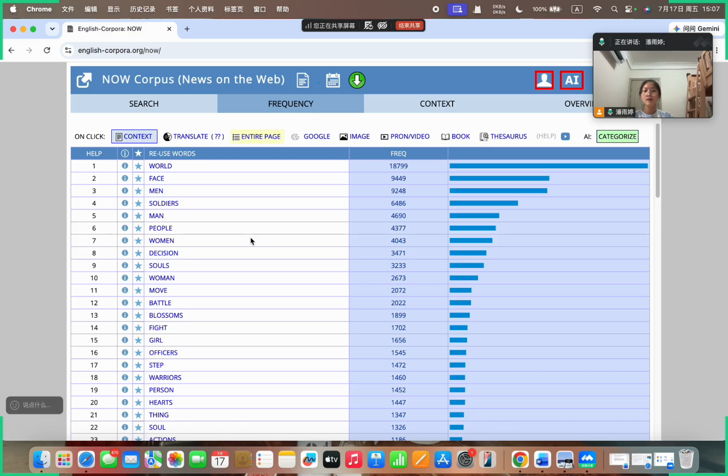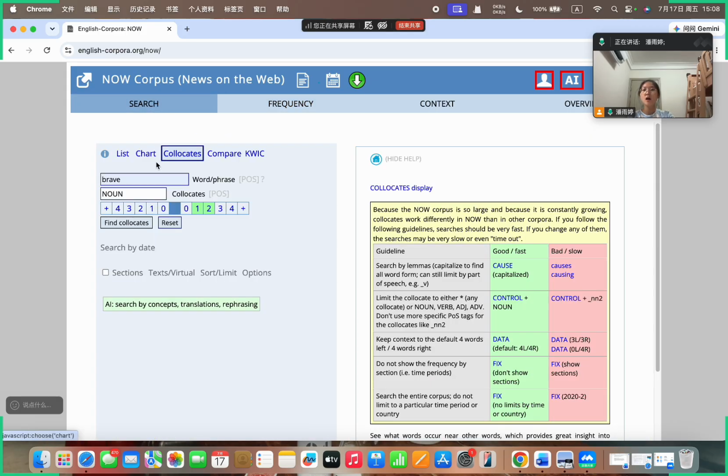Here are the non-collocates of brief ranked by frequency. You can see they are mostly nouns referring to people like men, soldiers, women, and warriors. Now for bold, because bold is very high frequency, the normal collocates search times out.